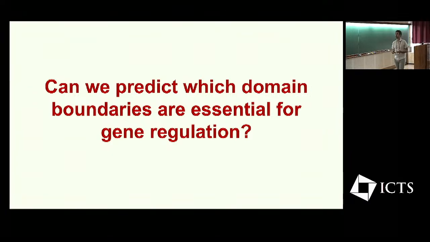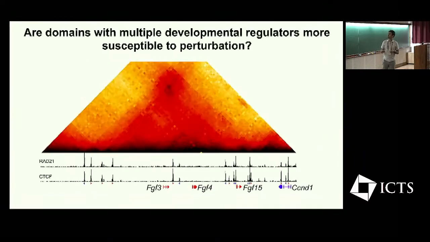So to define what contexts allow nuclear organization to impact gene regulation, we try to predict, for example, which domain boundaries are essential for gene regulation. One specific hypothesis that we tested was whether domains that have multiple developmental regulators may be more susceptible to perturbation. And we found a very nice locus to study this question. This is at the end of mouse chromosome 7. We have three different FGF genes, all separated by clusters of CTCF motifs. These FGF genes all have different functions and different expression patterns, which means it was a great model for us to address this question.